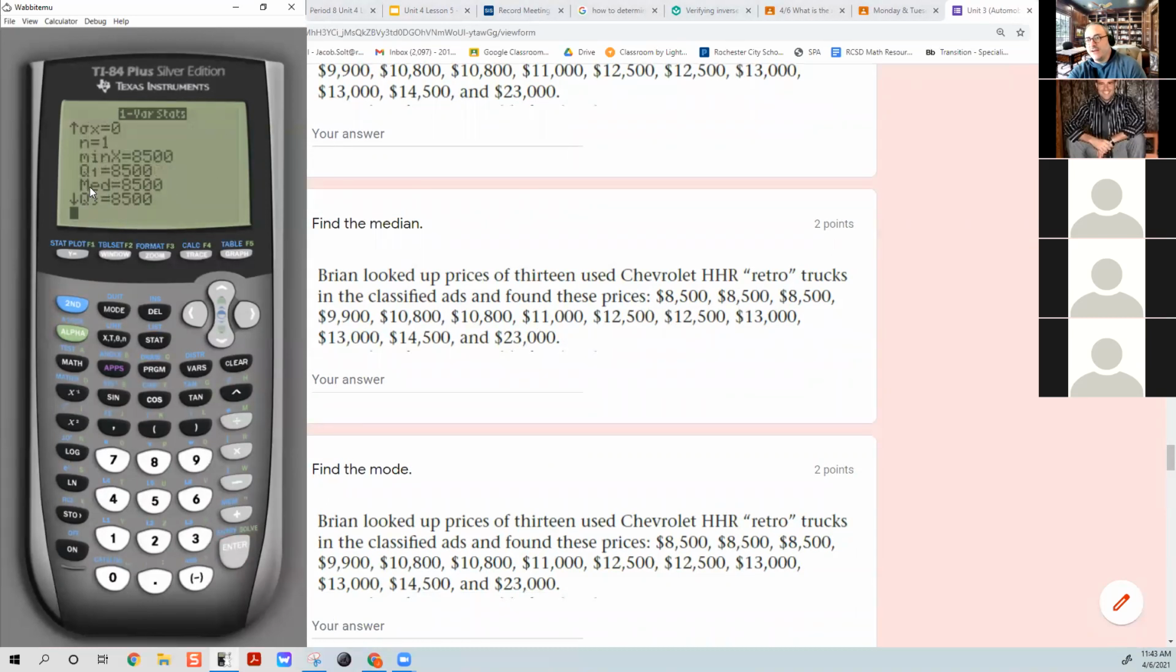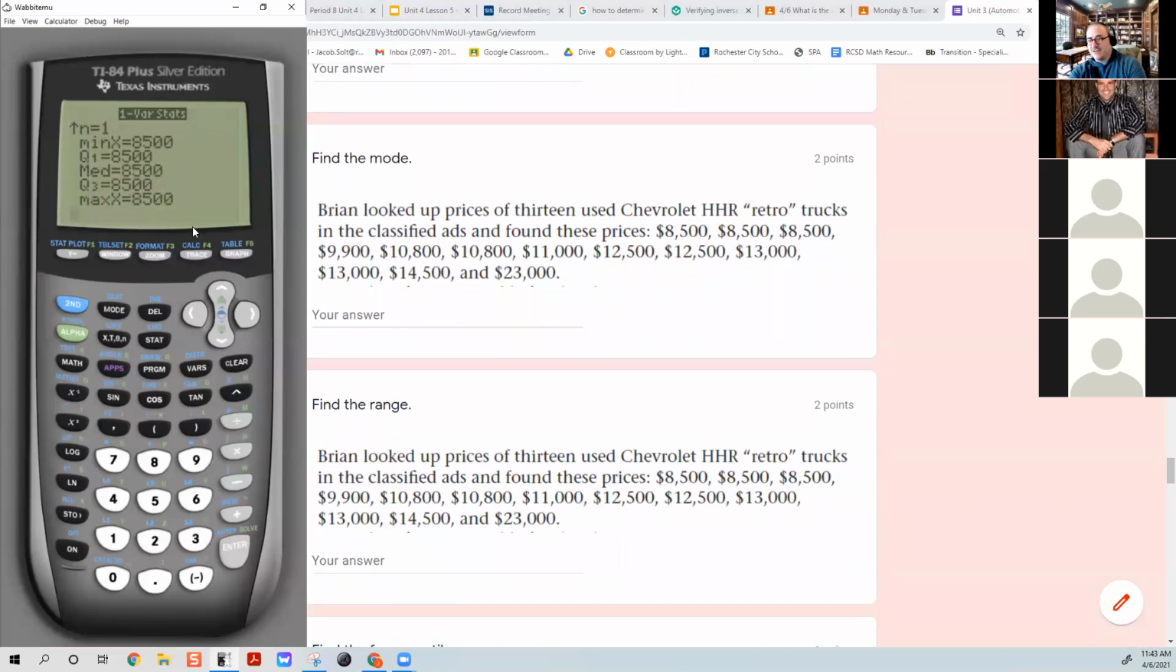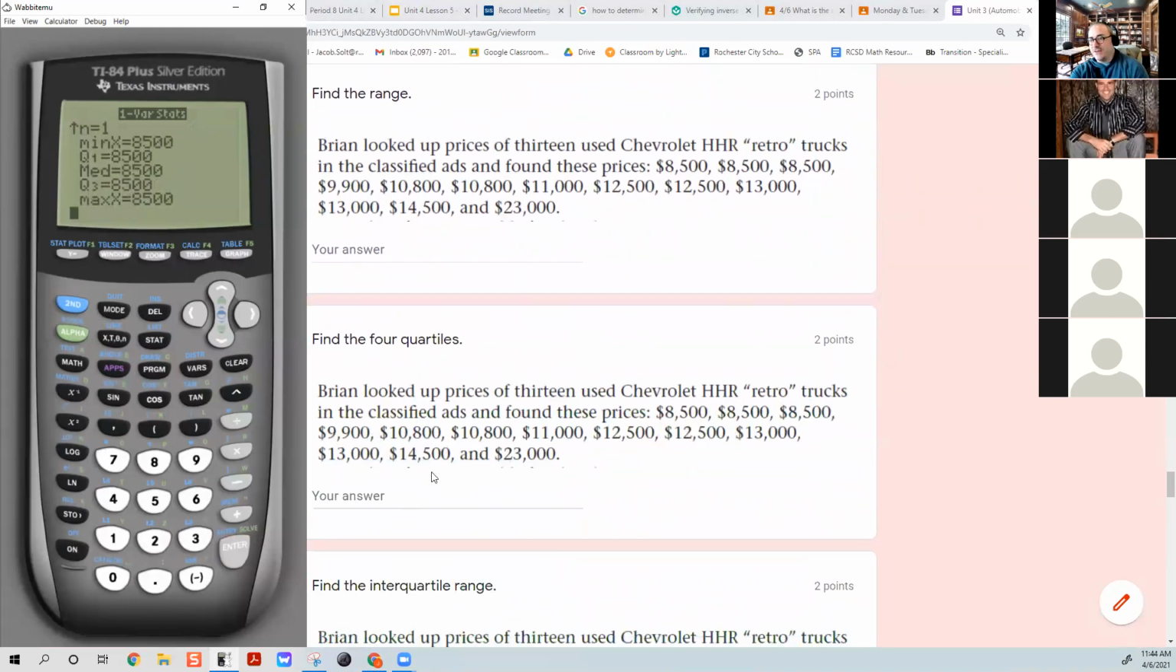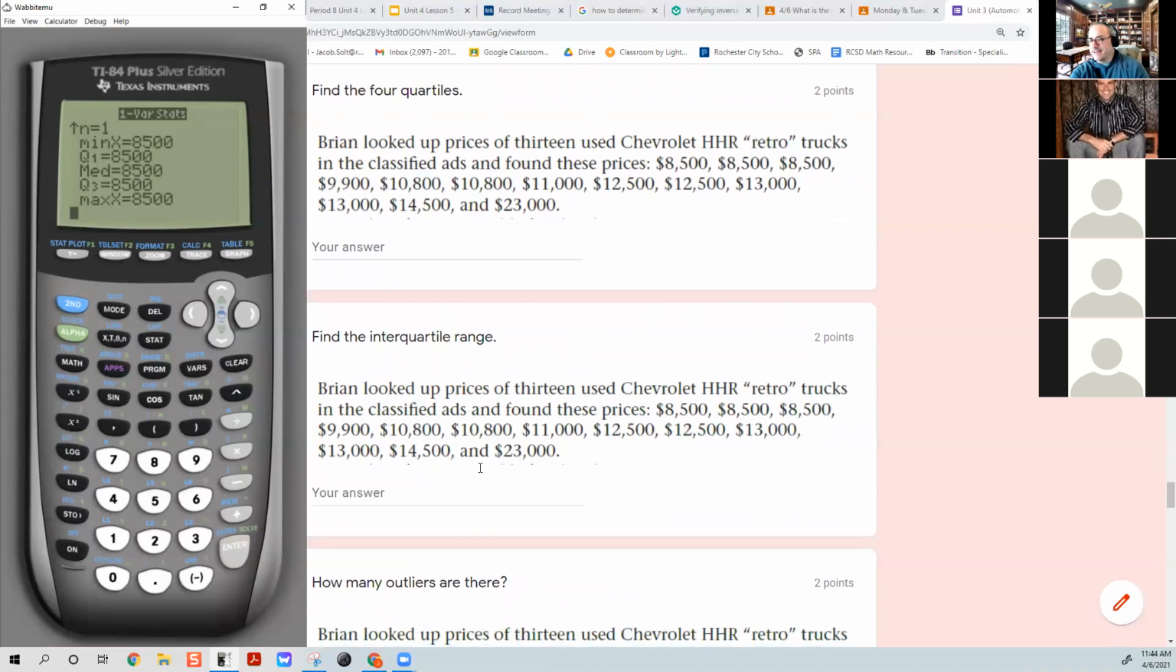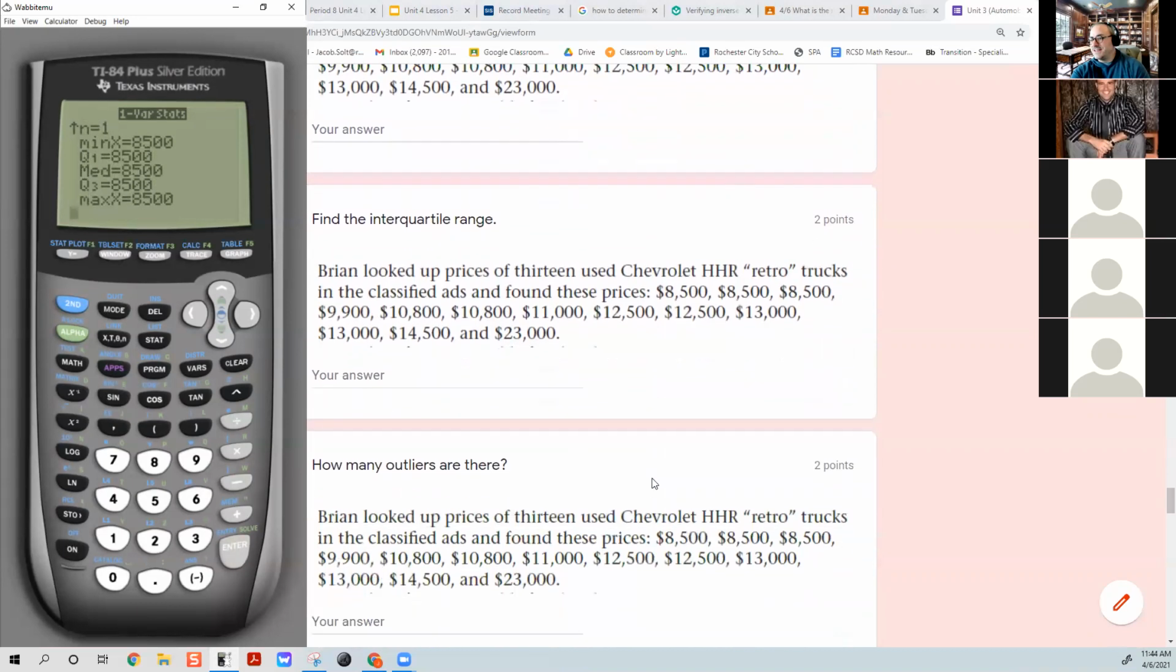The median is right here. MED is going to be your median. Your quartiles 1 and 3 are located here, and then there's your max and your min. To find the range, you'll take the max and subtract the minimum. You can find all 4 quartiles. Remember, Q1 is the first quartile, the median is the second quartile, Q3 is the third quartile, and the max is actually the 4th quartile. Sometimes students forget that the maximum is Q4. The interquartile range should be pretty easy: you'll take Q3 minus Q1. We went over that today.